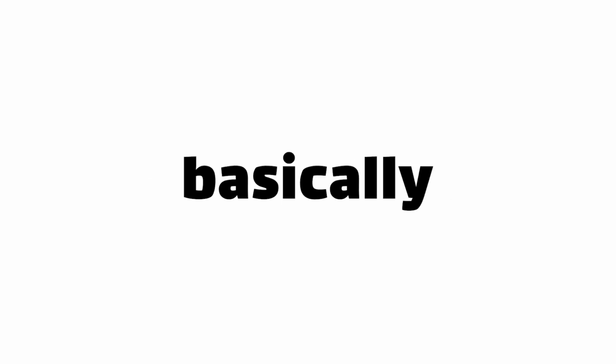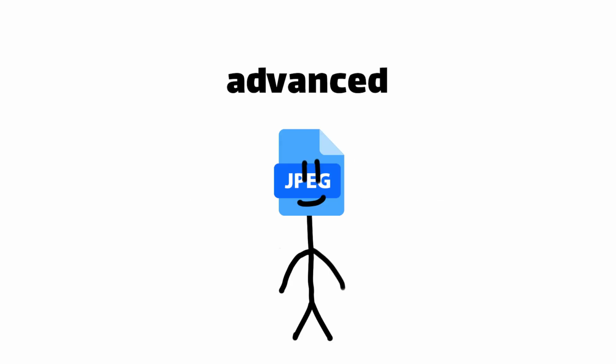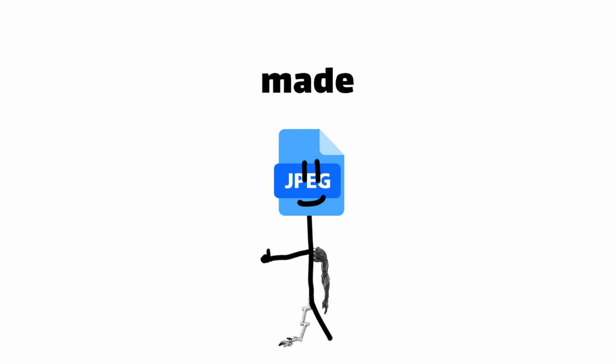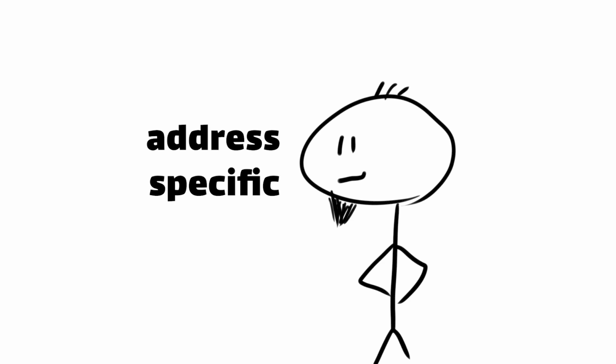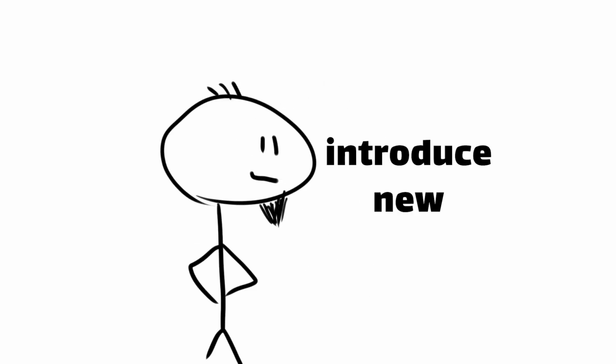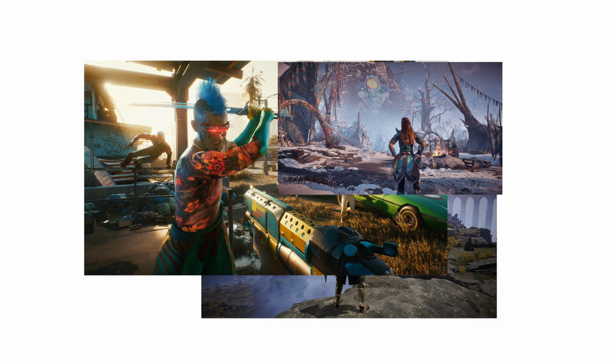Now, while the core JPEG compression process remains basically the same throughout, advanced techniques and extensions to the original JPEG standard have been made. These enhancements look to improve compression efficiency, address specific use cases, or introduce new features. 'Cause anything can be made better, as long as the change is well thought out, unlike certain AAA games.